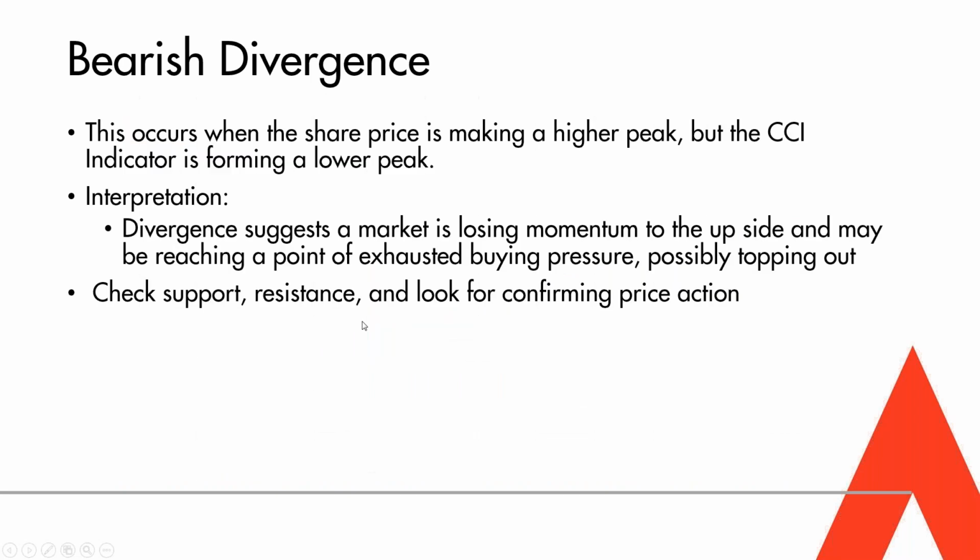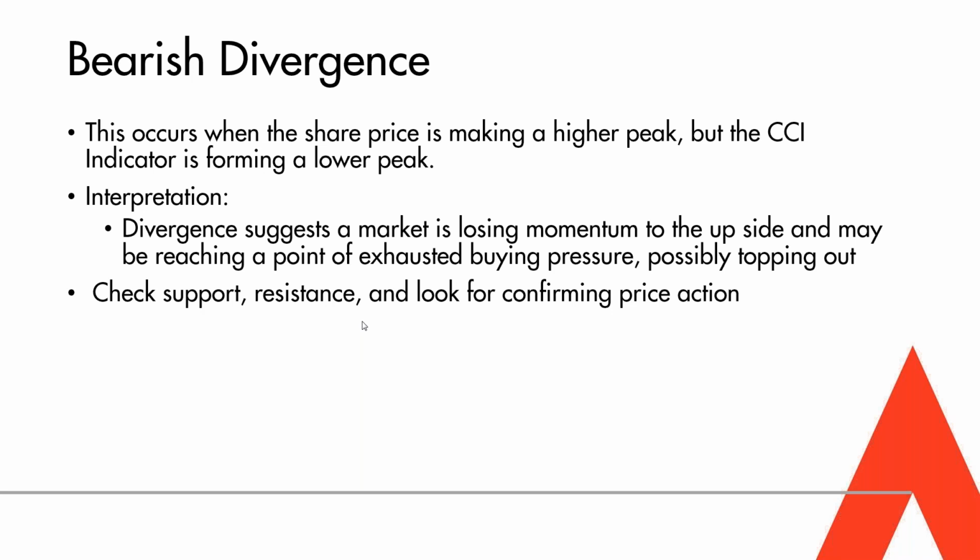Bearish divergence is obviously the opposite of bullish divergence. This occurs when the share price is making a higher peak in the uptrend, but the CCI indicator is doing the opposite, forming a lower peak. The interpretation of this divergence is that the market is currently losing momentum on the upside and may be reaching a point of exhausted buying pressure, possibly ready to top out.